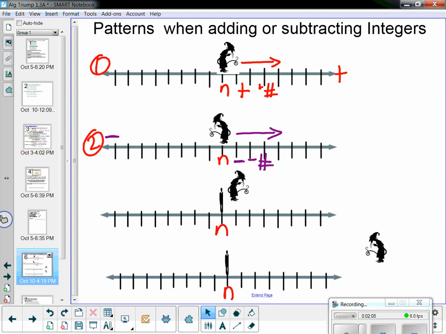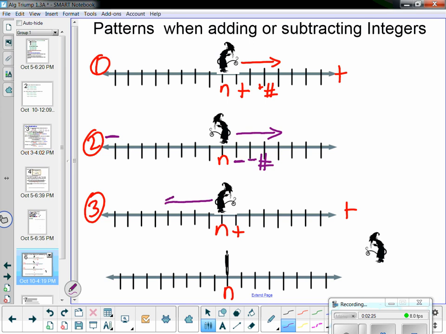New guy. Again, I want him to face to the positive side. So if he's going to face to the positive side, that means he must have been adding. I want him this time, however, to walk this way. That means he must be changing by a negative number. That will make him move backwards.